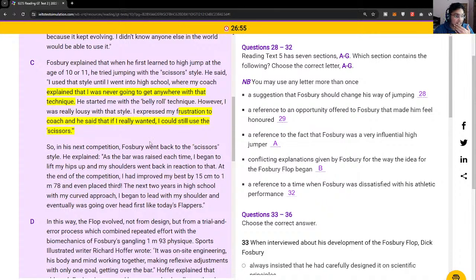Let's complete it. So in the next competition, back to the scissors. As the bar was reached, I began to lift my hips up. Went back to the scissors style.